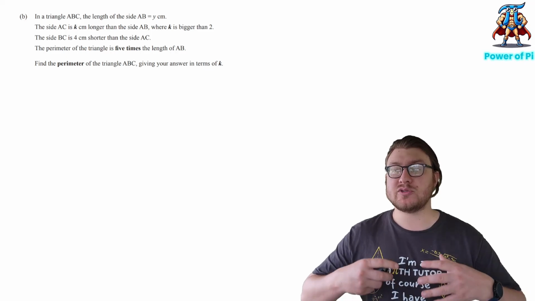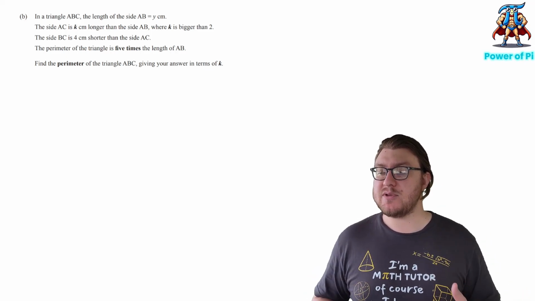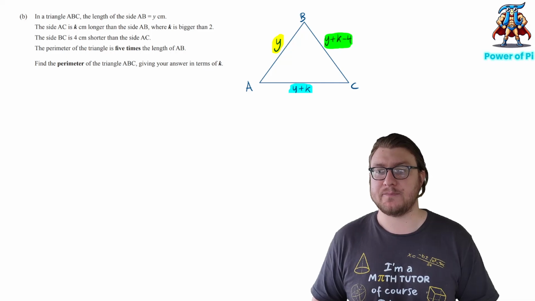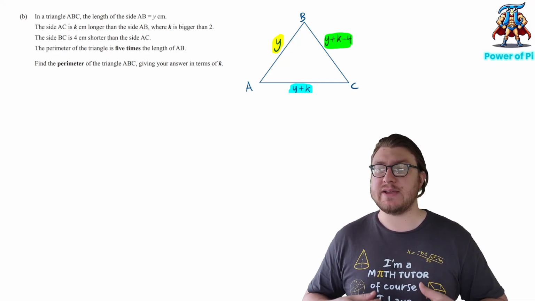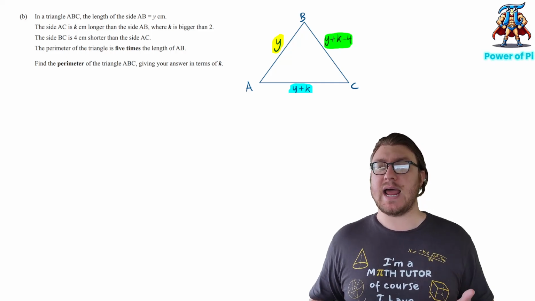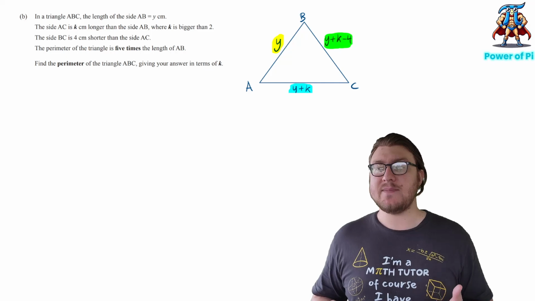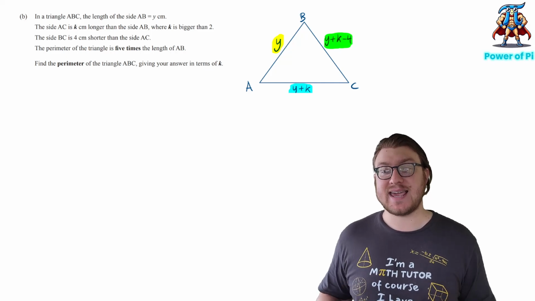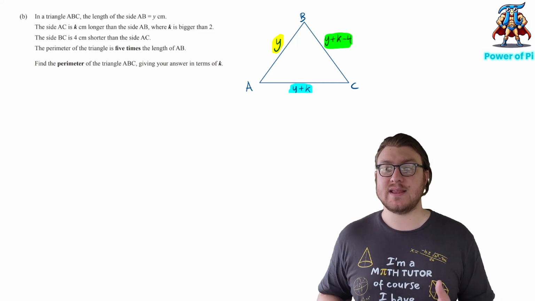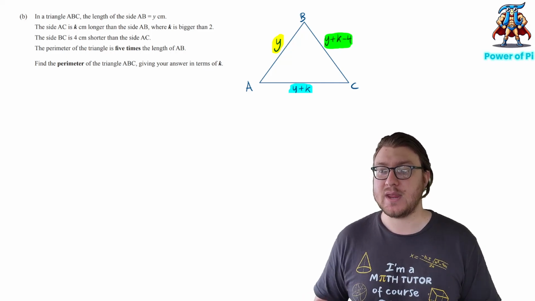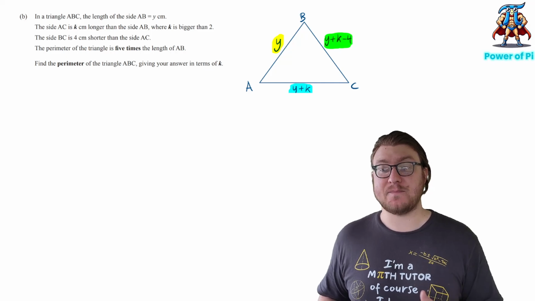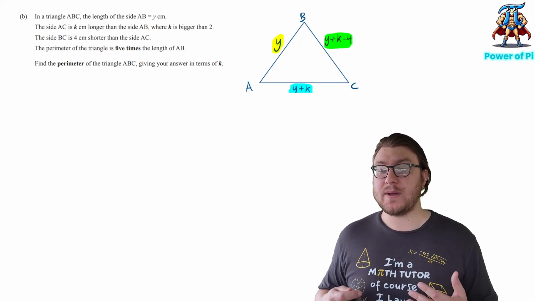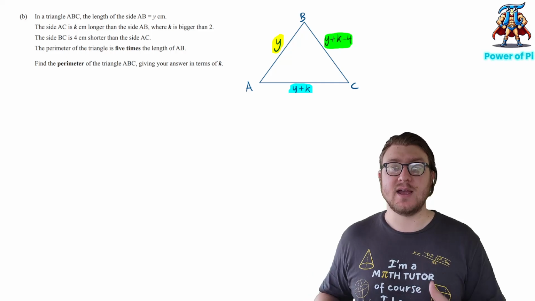Now there's no diagram given, so every time you get a question like this, I highly recommend drawing a little diagram to help you out. Now I've put all the information that they've given us in this diagram, a triangle ABC. And it says that AB is y, that's the yellow part. It says that AC is k centimeters longer, so that is y plus k. And then we have that the side BC is 4 centimeters shorter than AC. That means I copy what I have for AC, y plus k, and subtract 4.